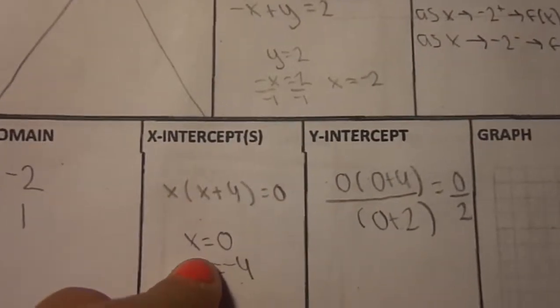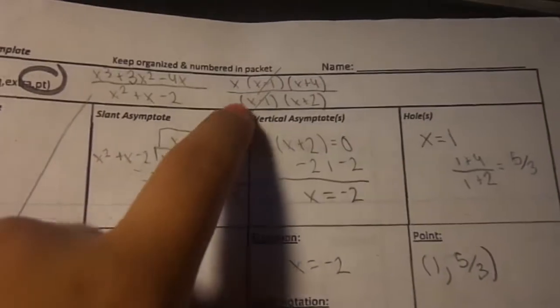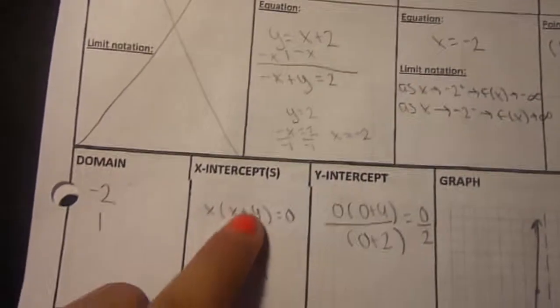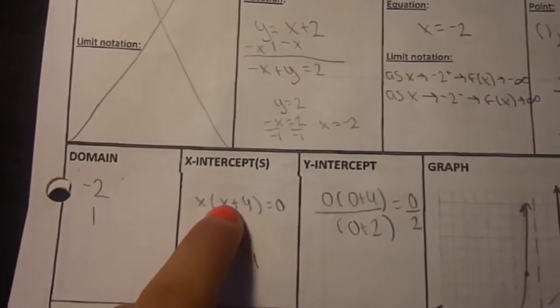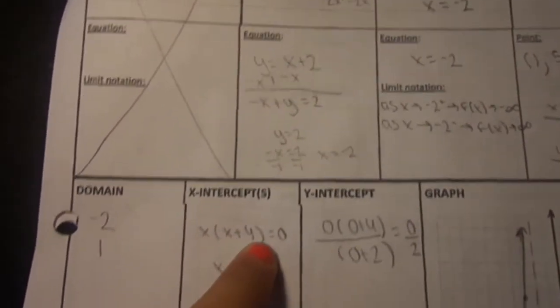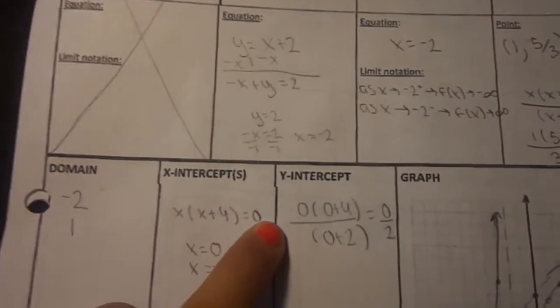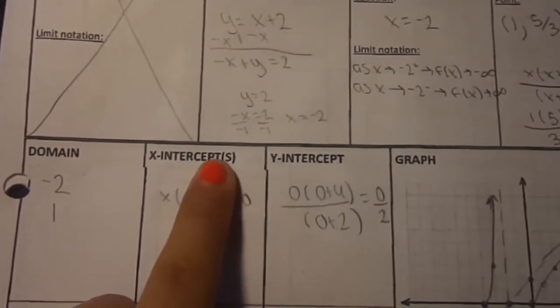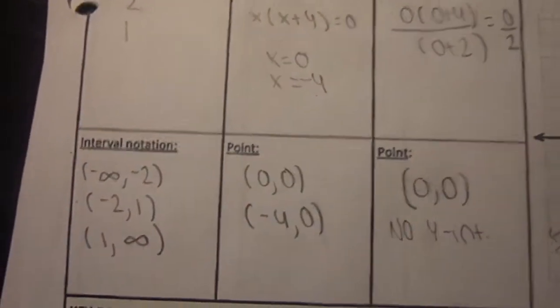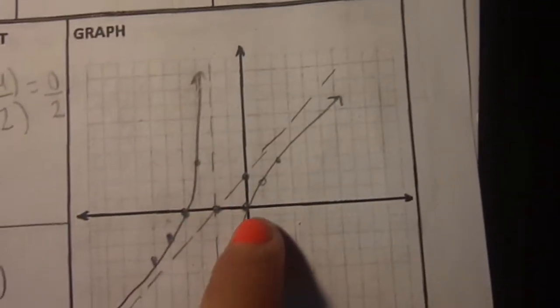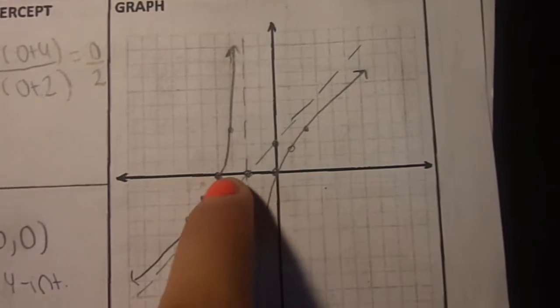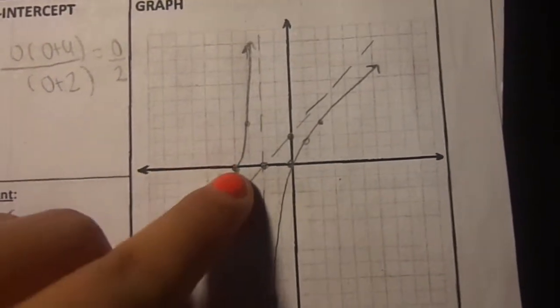My x-intercepts come from my factored numerator. So ignoring the hole once again, it ends up being x times (x plus 4) equals 0 because we have to set it equal to 0. And if I cover this, x equals 0. If I cover this, x equals negative 4. So my points are (0, 0) and (negative 4, 0). So I go to my graph and I plotted (0, 0). I go to (negative 4, 0), and I plotted that too.